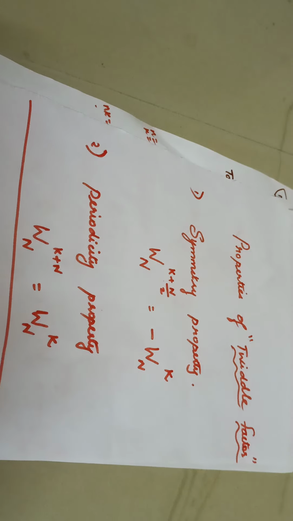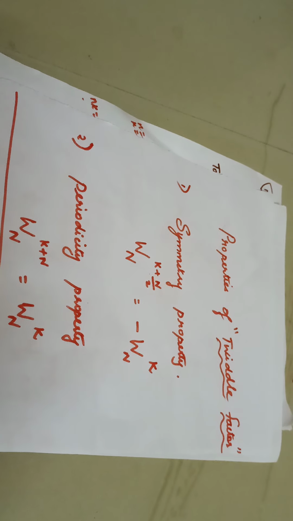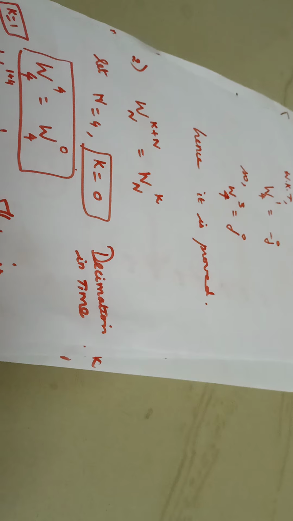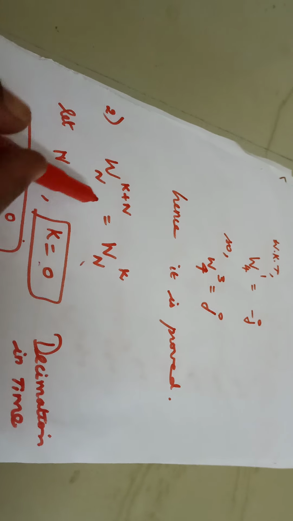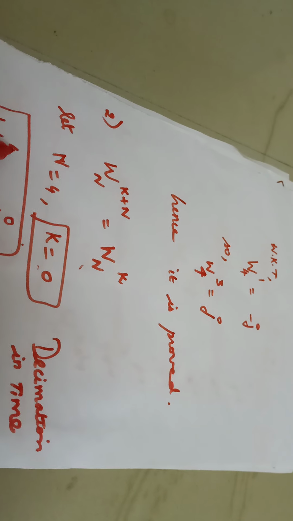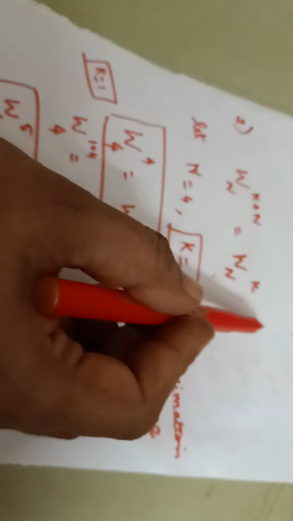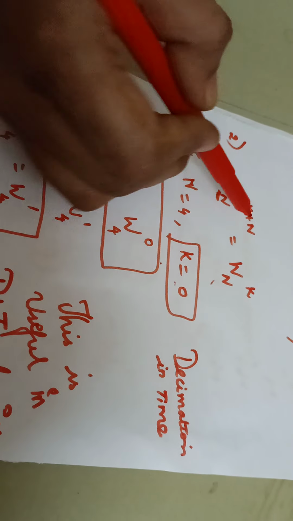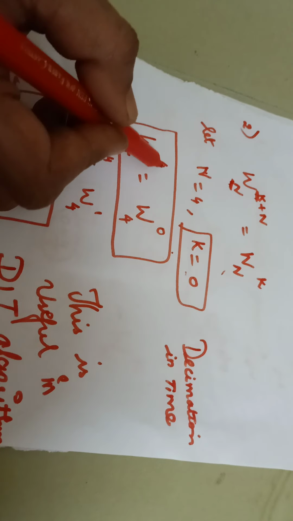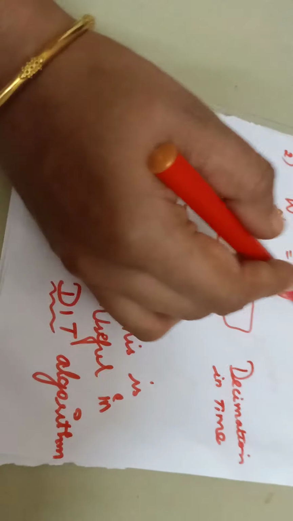And the last one is the periodicity property. What is the periodicity property? Wn power k plus n equal to Wn power k. Just one small term. When n equal to 4 and k equal to 0, what do we get here? W4 power 0 plus 4, that is W4 power 4, equal to W4 power 0.